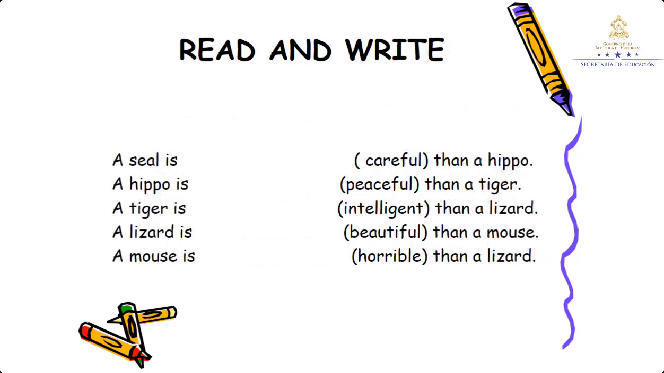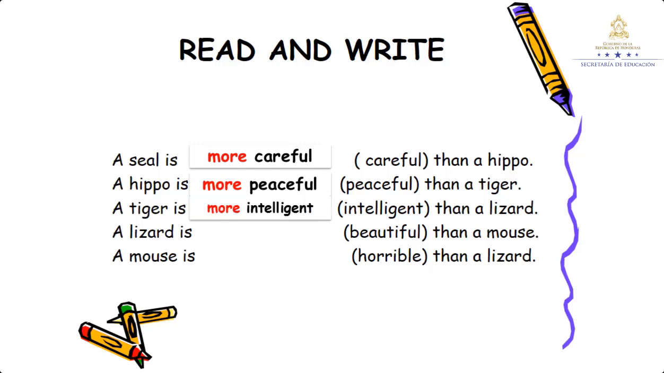Read and write. We have more exercises to practice. A zebra is more careful than a hippo. A hippo is more peaceful than a tiger. A tiger is more intelligent than a lizard. A lizard is more beautiful than a mouse. A mouse is more horrible than a lizard.